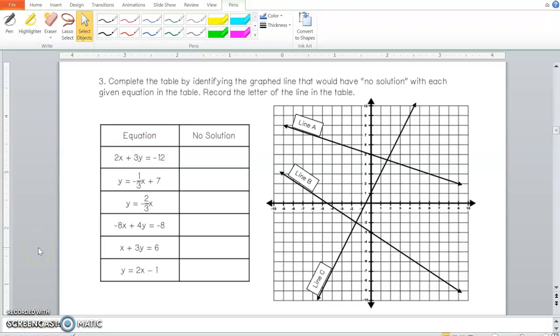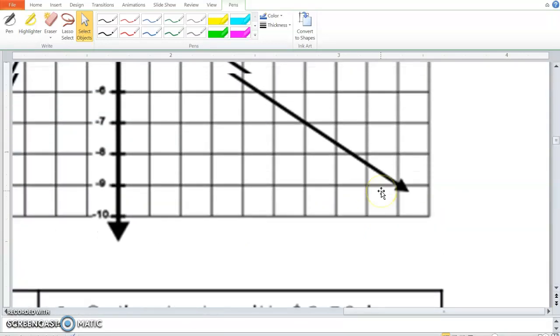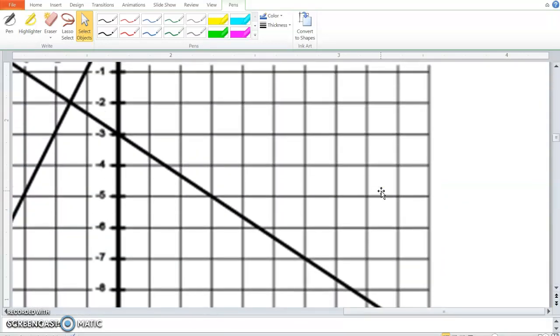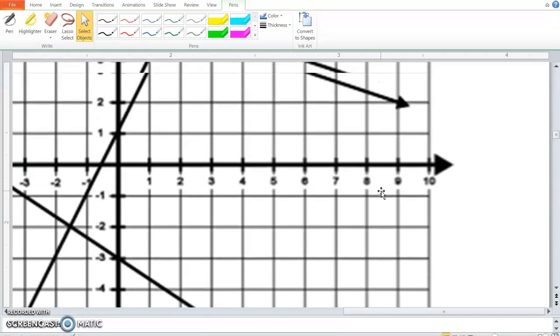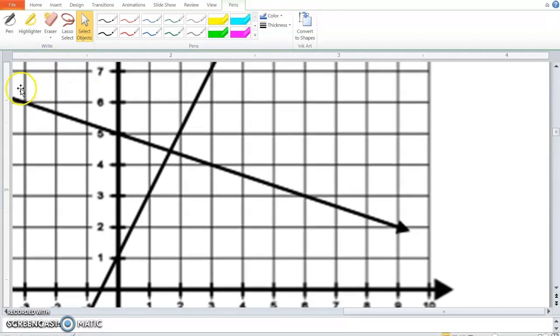And really, in order to do that, I'm going to need to figure out the equations of these lines. I need to find the slopes, and I need to find the y-intercept. So before I even try and tackle this table, try and figure out the slope and the y-intercept of line A. I'm going to go ahead and zoom in so we can actually see some points here on line A. And line A is this one. I'll also label it for you.